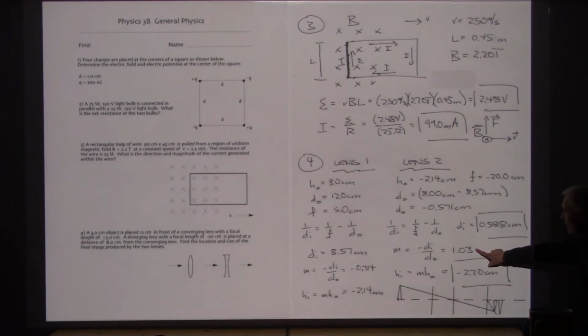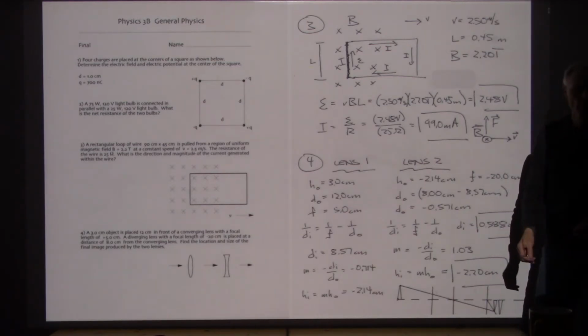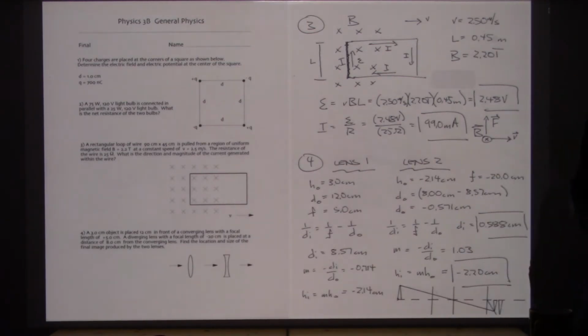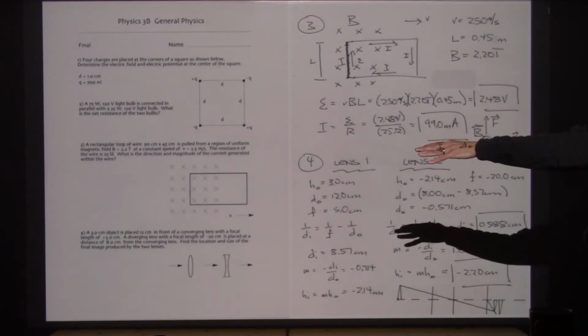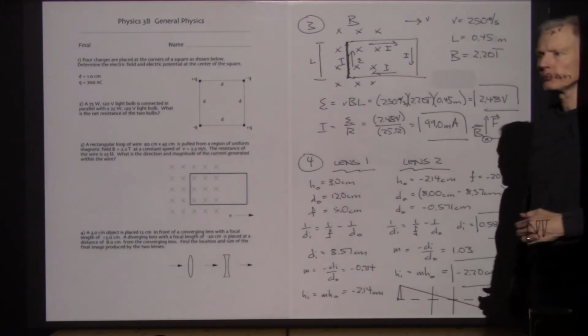When we do the magnification, it's 1.03. The magnification here is going to get multiplied by that object height, 2.14, to give us 2.20. The diverging lens did not introduce an inversion. So we did have an inversion with that first lens, but we did not have an inversion on the second lens. So it remains oriented opposite to the original object that we started with.